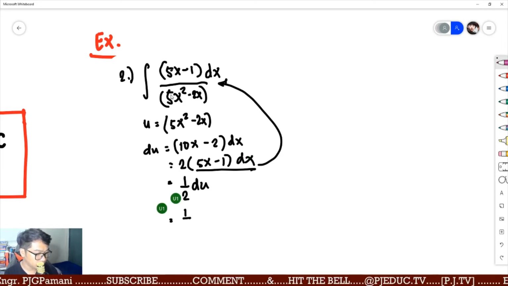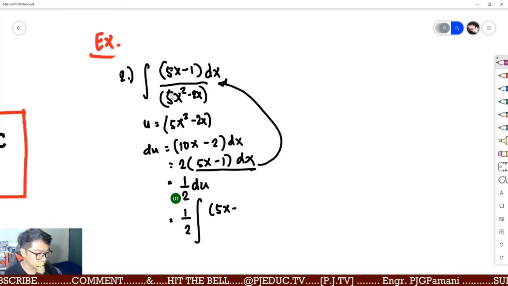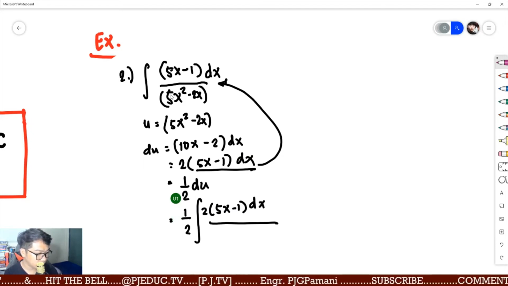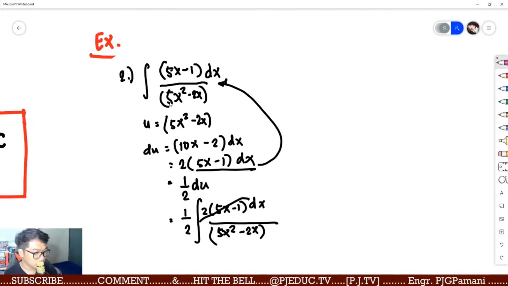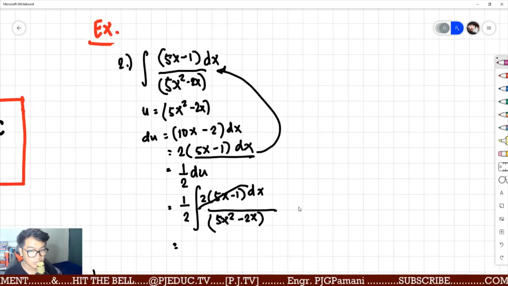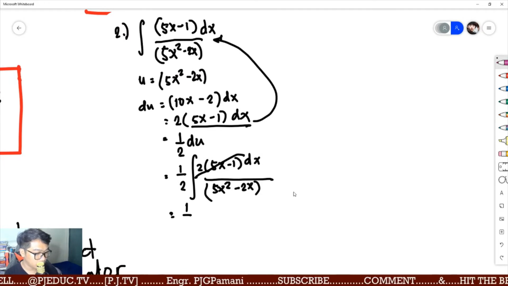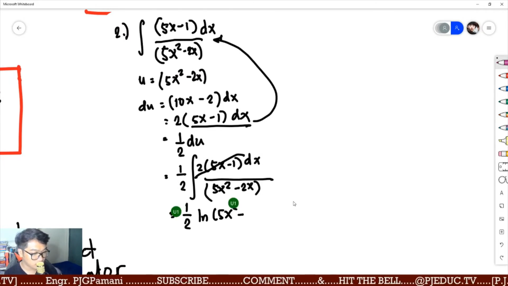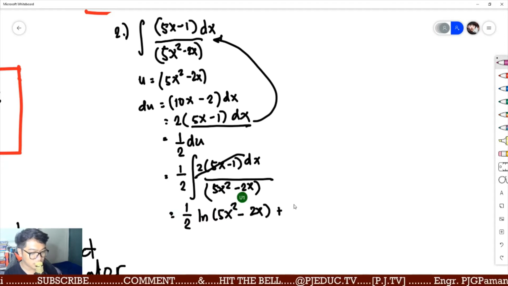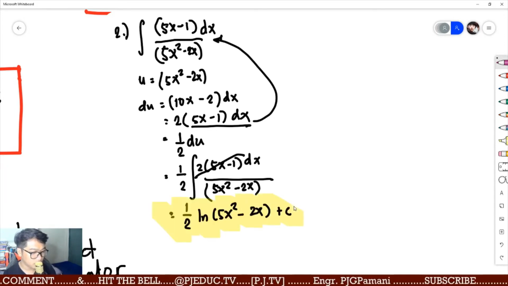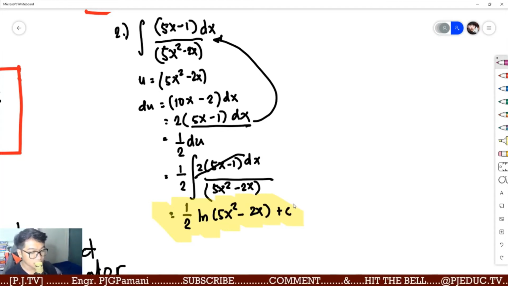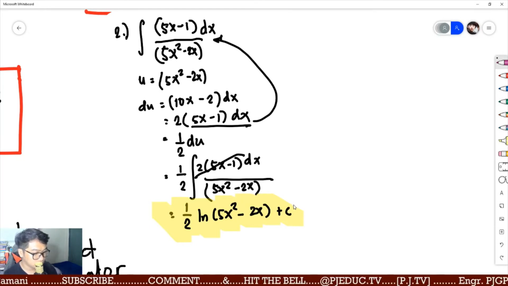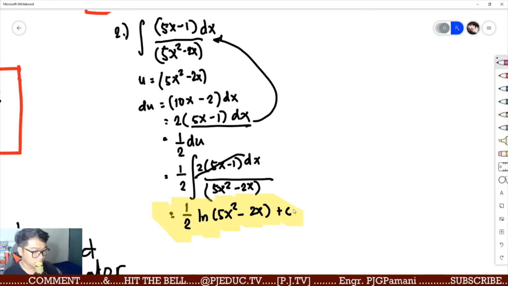So, 1/2 of 5x minus 1 dx over 5x squared minus 2x. Nag-introduce tayong correcting factor, kaya magiging 1. So, basically, that is now 1/2 ln of 5x squared minus 2x plus c. So, this will be our final answer. Ganun lang po yan. Next one.